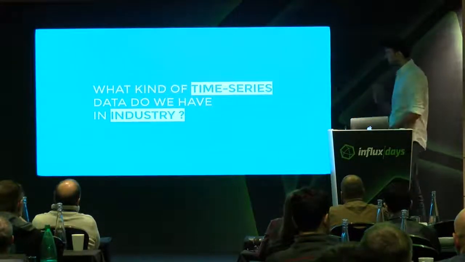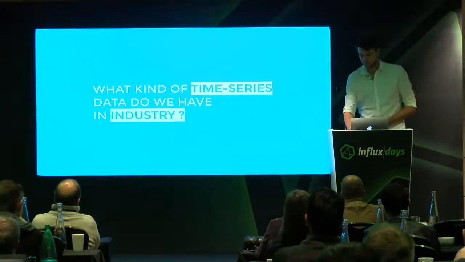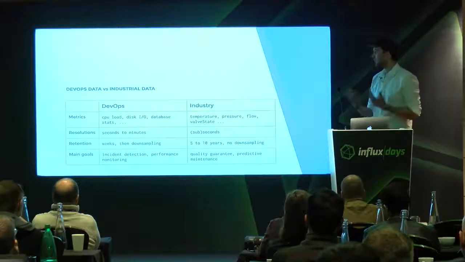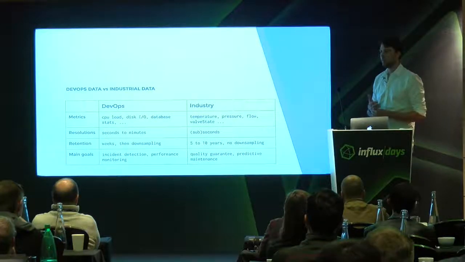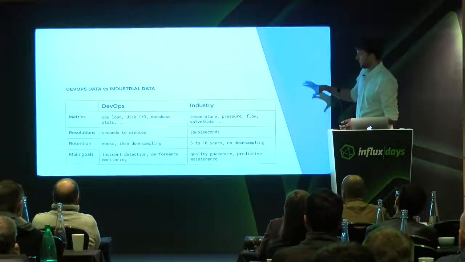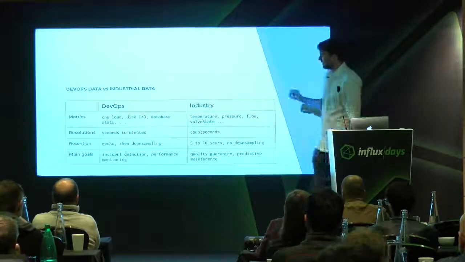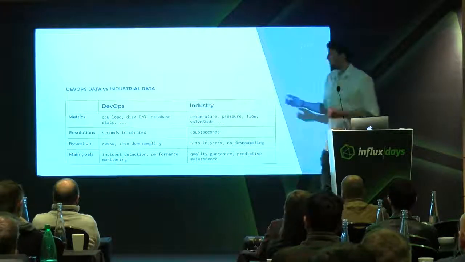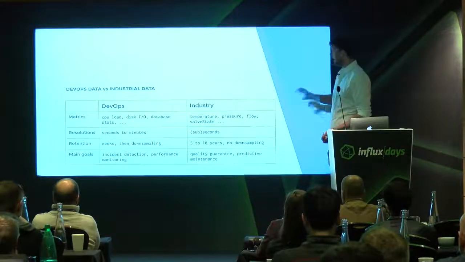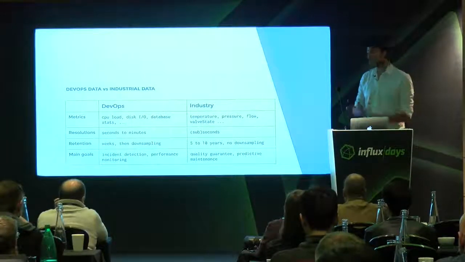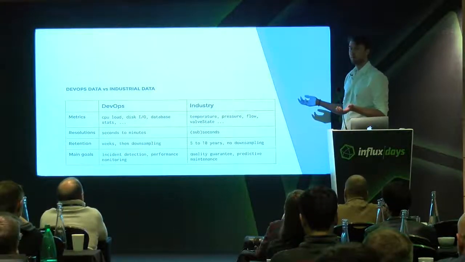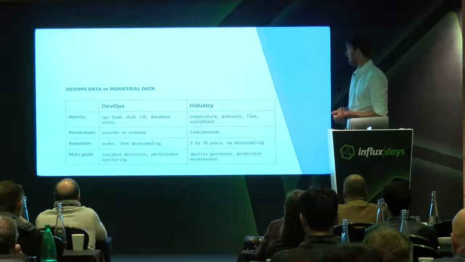Now that we've established that context, let's have a look at what kind of time series data we actually have in industry. When we compare it to a typical DevOps use case, and we've heard a lot of DevOps talks over the past 2 days, we have different kinds of data. The typical metrics in DevOps are CPU loads, disk IOs, database statistics, application requests per minute. In industry, we have sensor data. Temperatures, pressures, valve states, flows, control signals. We record basically everything we can record.